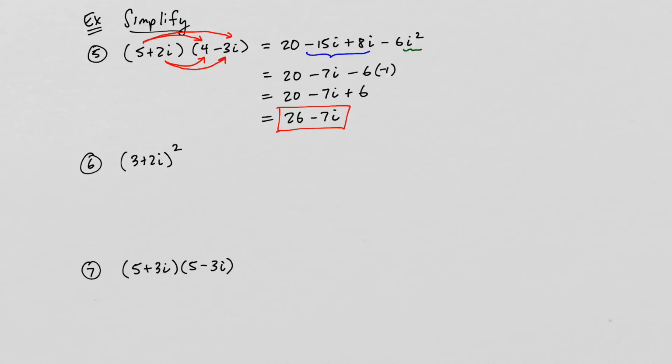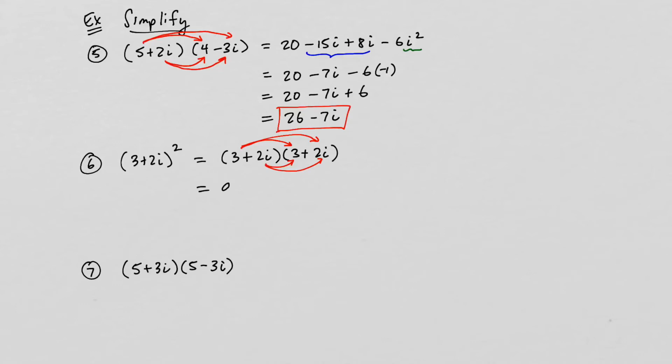Now our next problem is pretty much just like the last one, except that we have (3 plus 2i) quantity squared. What you want to make sure you don't do here is distribute the square to each one of these. That is incorrect. Instead, what we need to do is use the definition for squaring and write out the factor twice. And then from there, we'll go ahead and do our normal FOIL procedure.